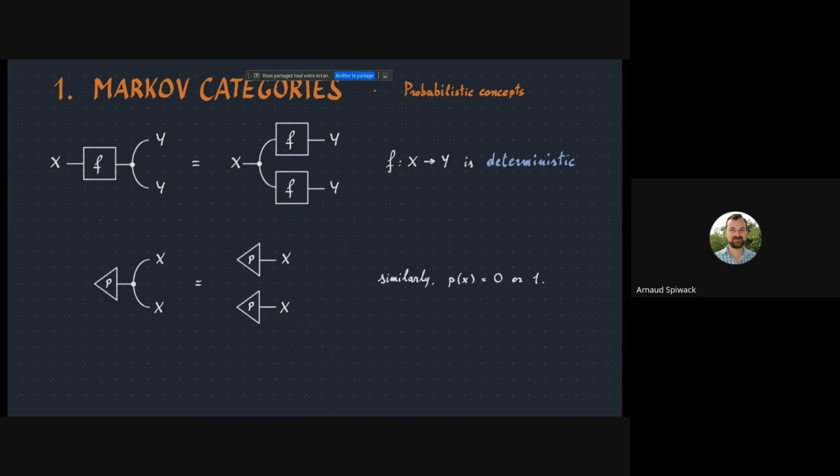All right, let's go forward. The same thing for states. A probability measure is deterministic if it's 0 or 1. In probability, these things are called the 0-1 laws, or sometimes events that are independent of themselves.